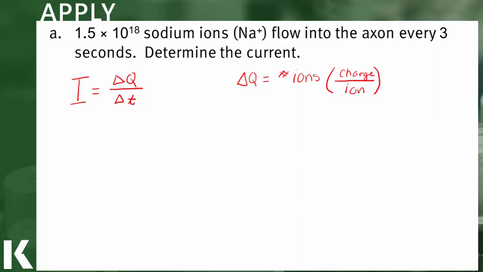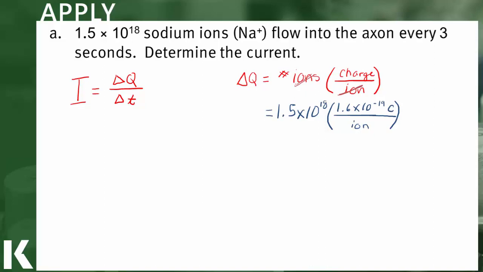And so we have to do a little bit of extra work here to convert number of ions to amount of charge by knowing the amount of charge that each ion carries. Sodium is singly ionized, meaning that it's got one extra proton. And so we know that there are 1.6 times 10 to the minus 19 coulombs in each extra proton, which means that there's that many coulombs per sodium ion. So we're going to take our number of ions and multiply by charge per ion. That will cancel out ions and leave us with amount of charge.